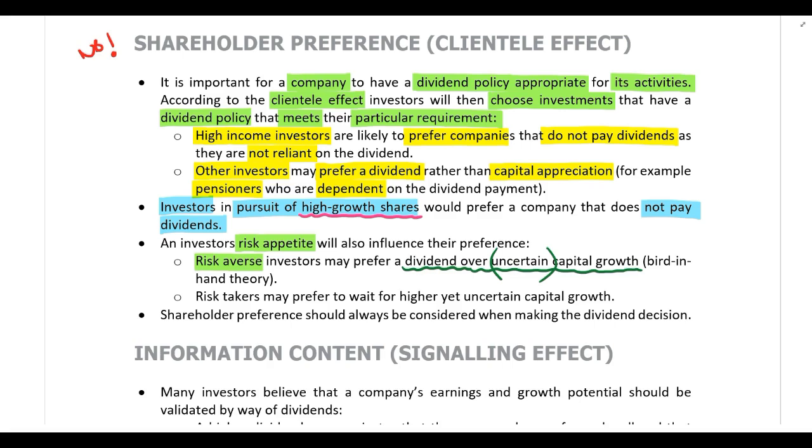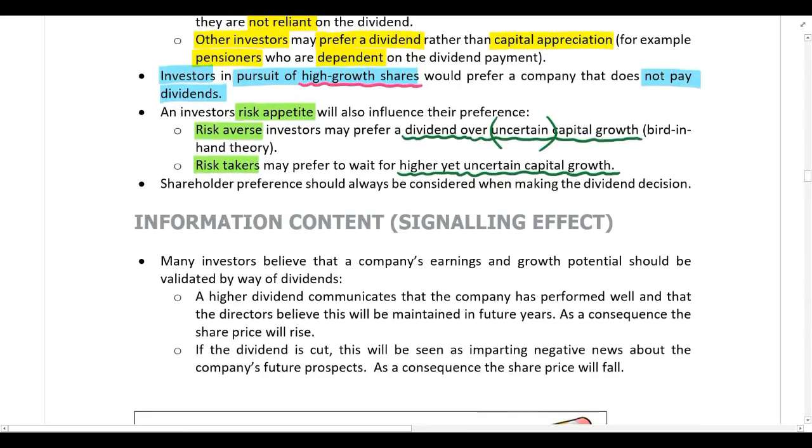Obviously, the opposite is also true. If an investor is a risk taker, they might then prefer to wait for higher yet uncertain capital growth. So they will forfeit their dividends, not take dividends every year, rather let the company reinvest the money, and they'll wait for uncertain capital growth because they are risk takers. They are not scared of taking risk. And remember the relationship between risk and return. Because they are taking higher risk, because this capital growth here is uncertain, they should get a higher return. So please remember, guys, whenever you need to discuss the dividend policy of a company, shareholder preference should always be considered when companies make the dividend decision.